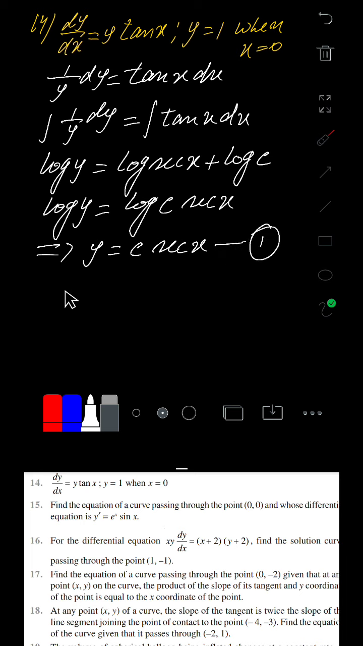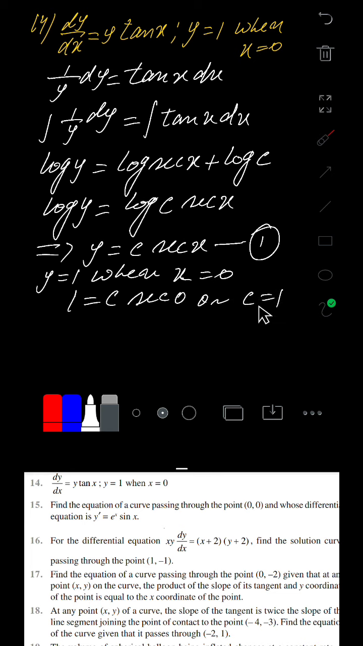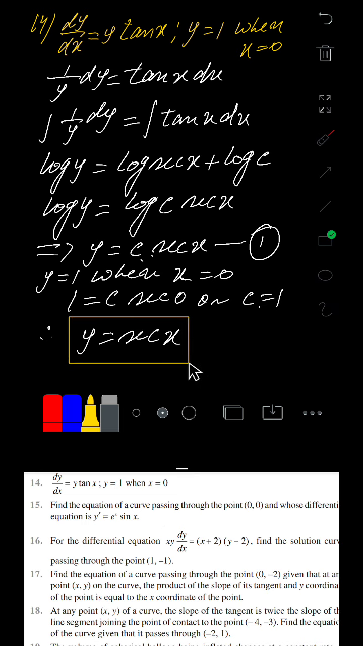Now for finding the value of c, we need to use the initial value condition, which is y is equal to 1 when x is equal to 0. So putting in this, we have 1 is equal to c sec 0. As we know well, secant 0 is 1, so c is equal to 1. Putting this value back in equation number 1, we have y is equal to 1 into secant x, that is sec x. So y is equal to sec x, which is the required solution of the given differential equation.